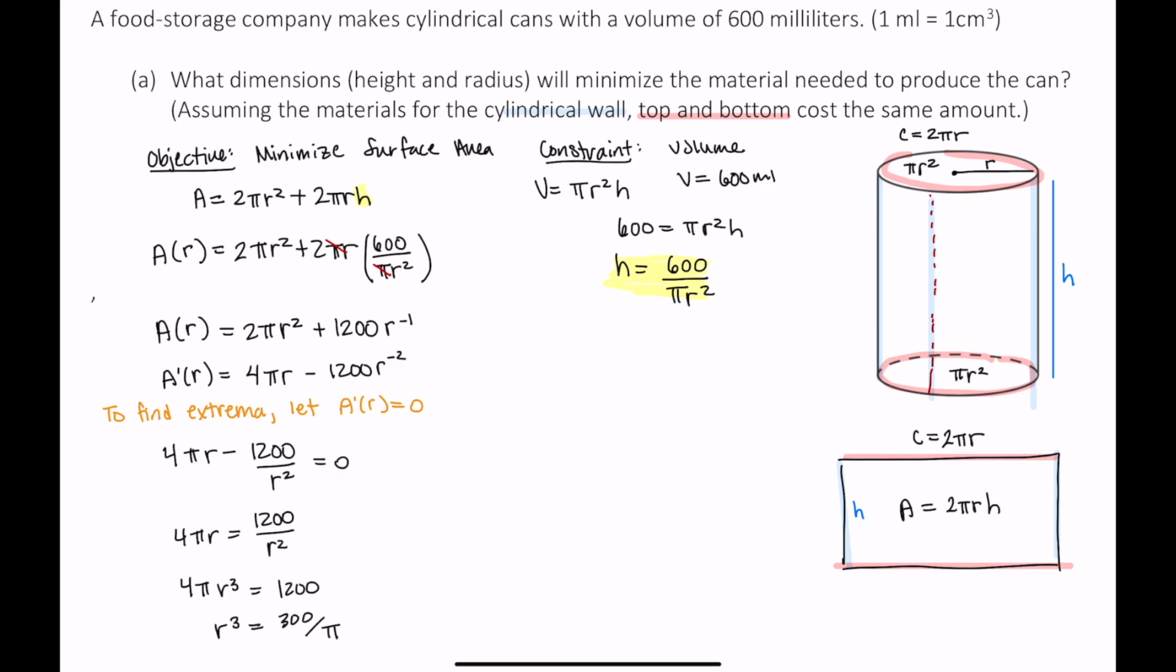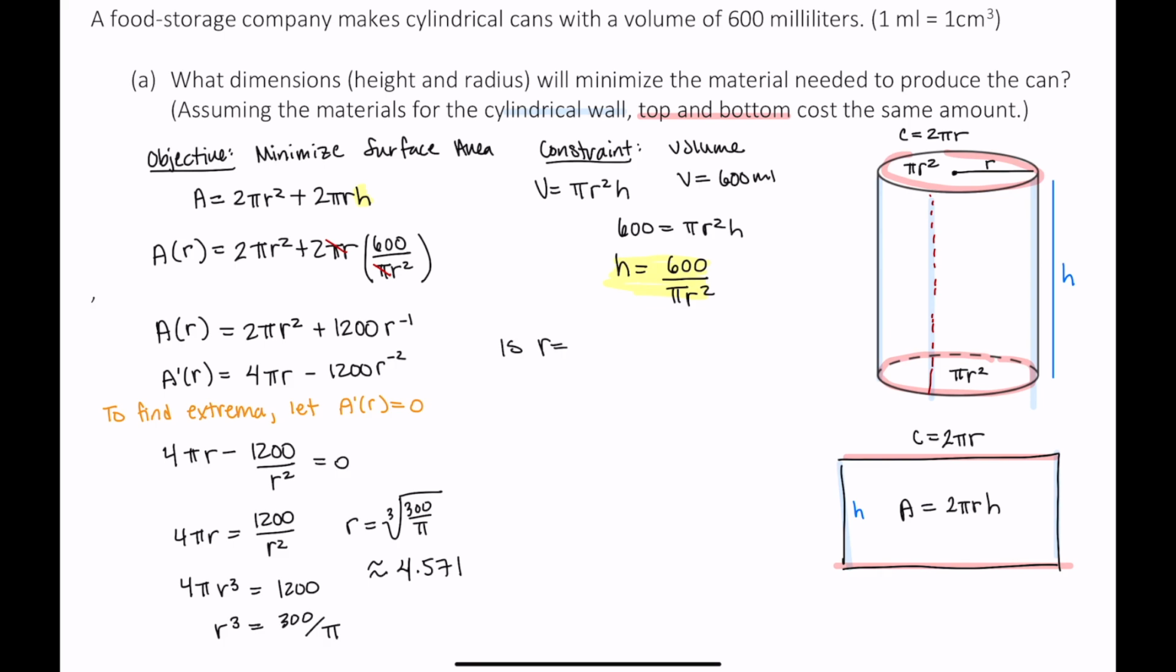Okay, so now let's just pop this in on a calculator. Please pause your video and get your calculator out. r is equal to the cube root of 300 divided by pi. And that is approximately 4.571. Now, I could use the second derivative to verify that this is a minimum. I did that in my last video. So in this video, I'm going to do something different.